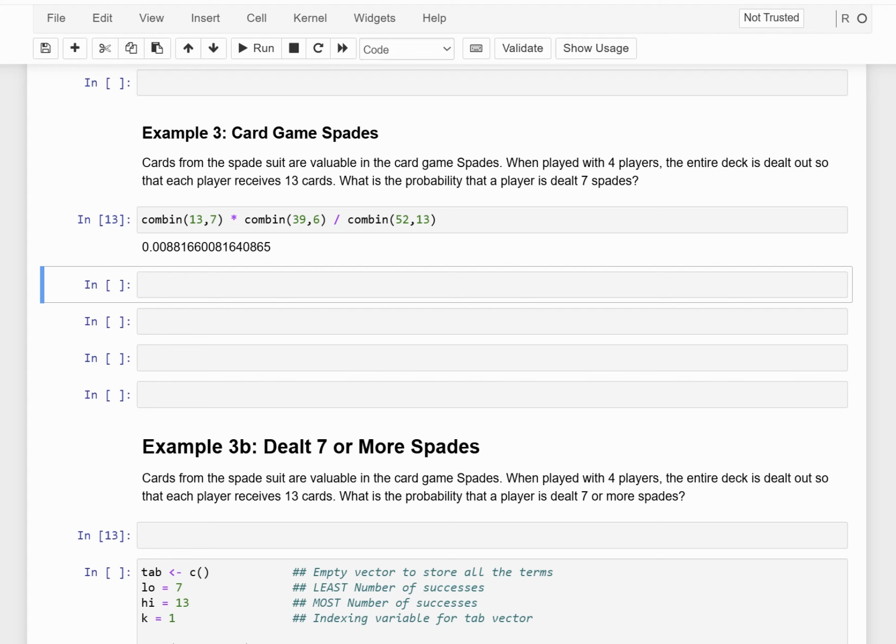Whoa, holy smokes, that's slightly less than 1%. That's like 0.88%. So not very likely, which again, it's a great hand. And that's why it's a great hand. It's very, probability-wise, it's very unlikely.